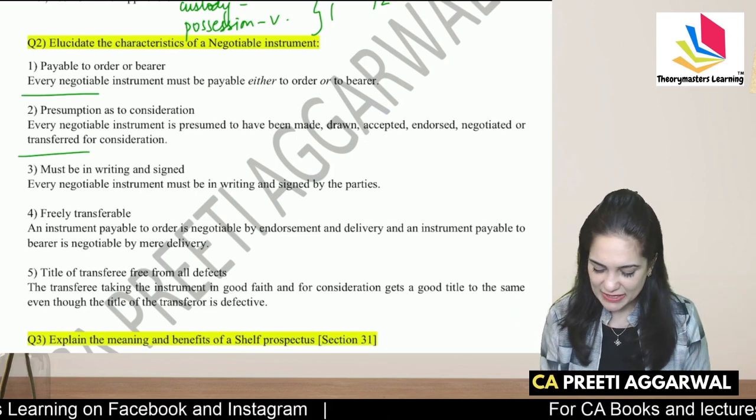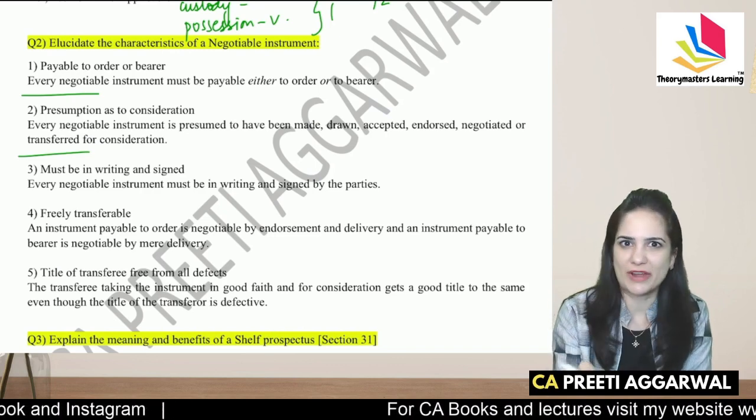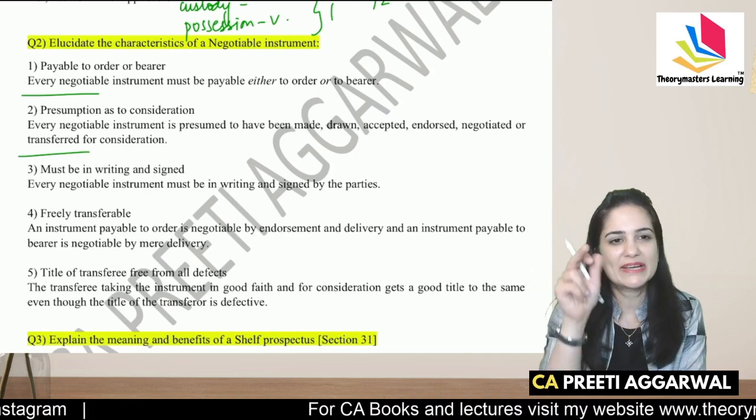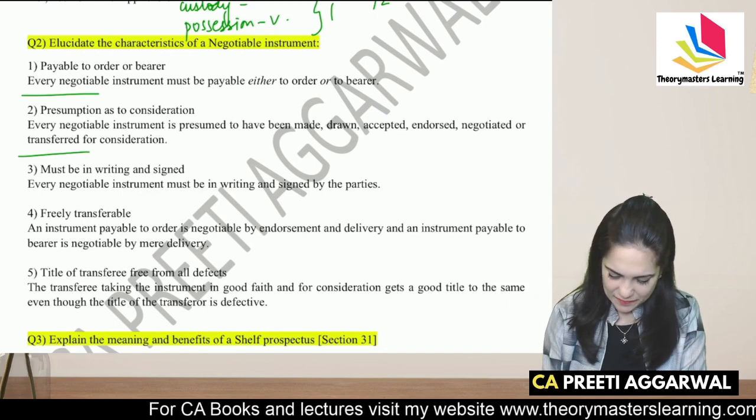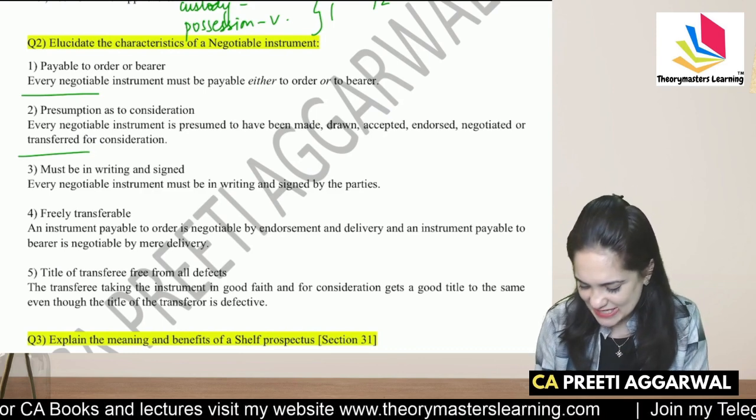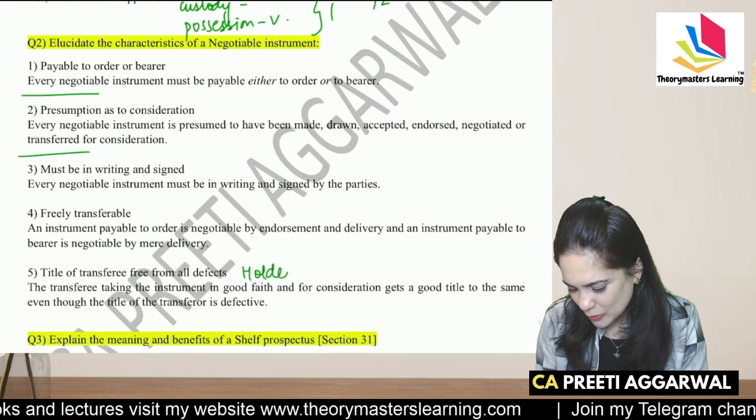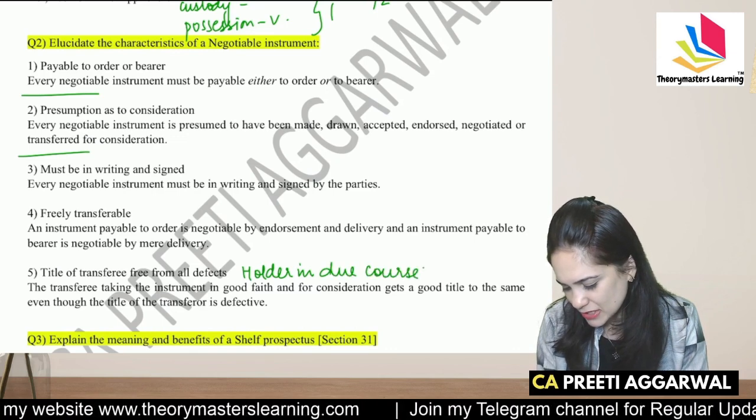It must be signed in writing. Oral promise is just a simple contract. For negotiable instrument, it has to be in writing. It is freely transferable. Title of transferor is free from all the defects. This is the concept of holder in due course.